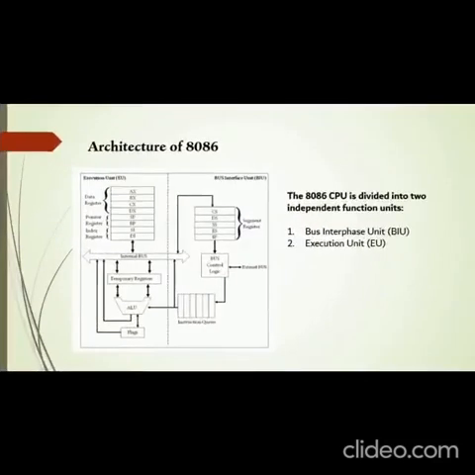Architecture of 8086. The 8086 CPU is divided into 2 independent functional units. First is the Bus Interface Unit, BIU, and second is the Execution Unit, EU.